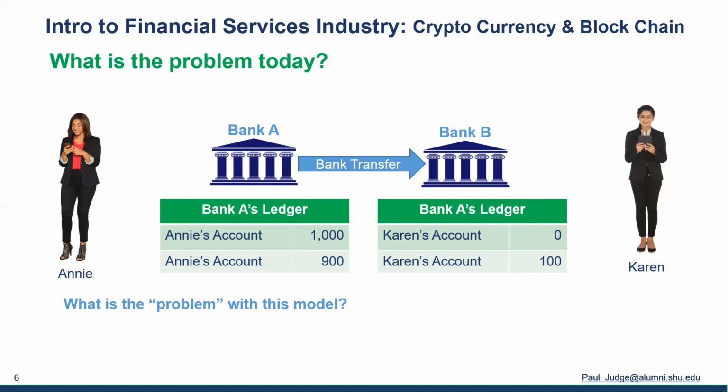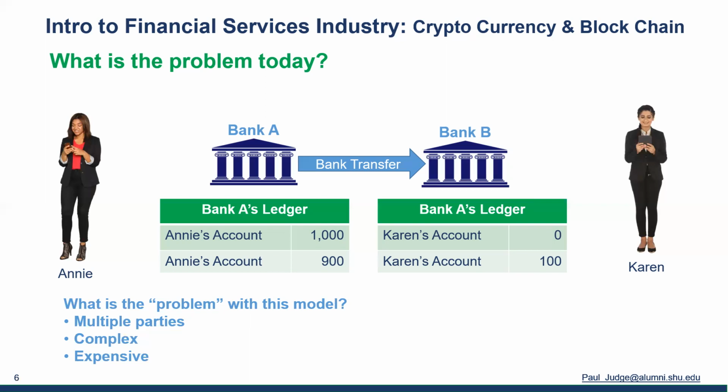Right. So what's the problem with this model? This model works to transfer value. We wanted to transfer $100 of value from Annie to Karen. Well, first of all, there's a lot of parties involved here. We've got Annie, we've got Karen, we've got Bank A, we've got Bank B. It's also very complex, right? We've got a bank transfer that has to happen, a debit happening in one ledger at one institution, a credit happening in another institution, and notifications and confirmations to the parties involved. It's a pretty complex transaction that spans multiple technologies and multiple areas.